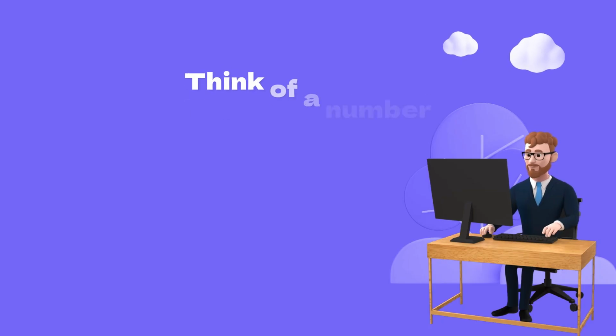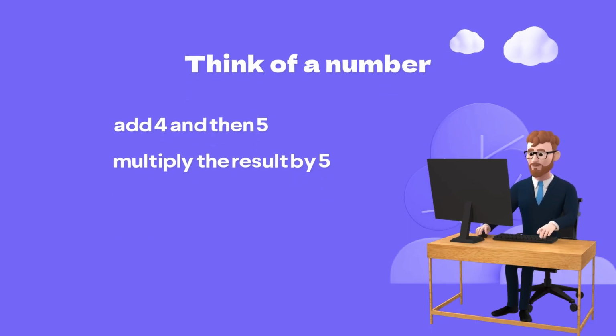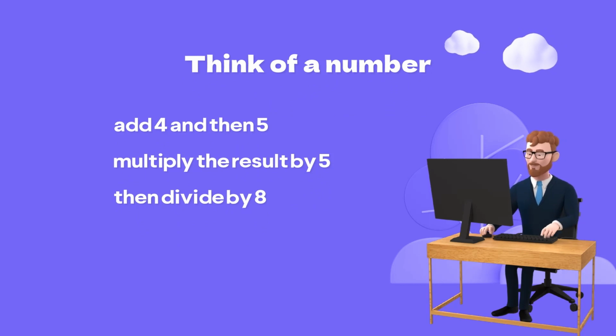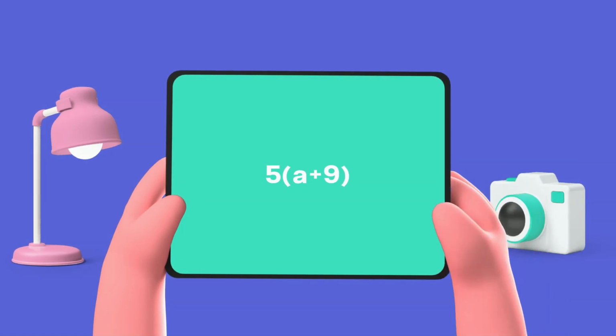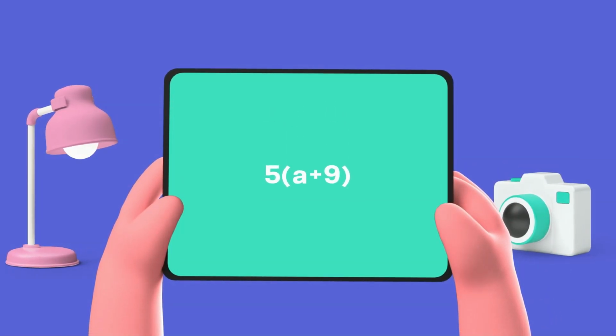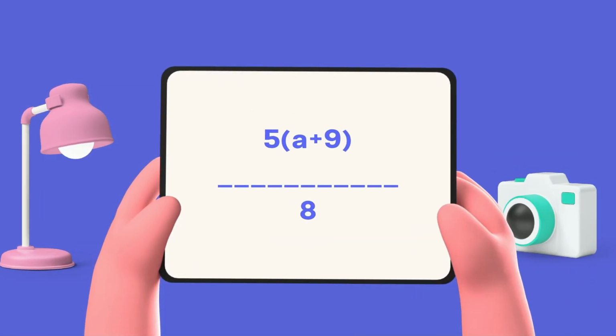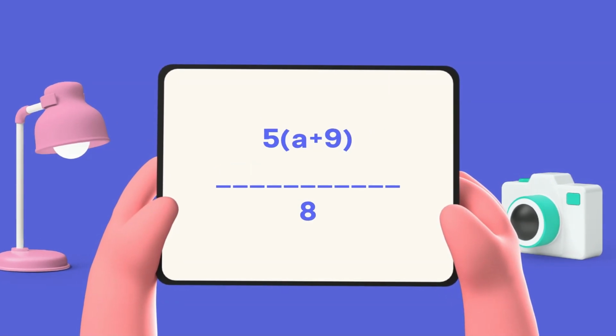Add 4 and 5 to the number, multiply the result by 5, then divide by 8. A plus 4 plus 5 is equal to a plus 9. Put brackets around them. Place 5 before the brackets and divide the whole thing by 8.